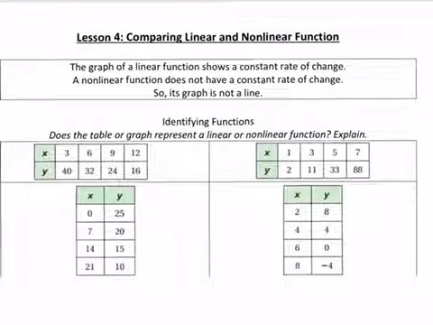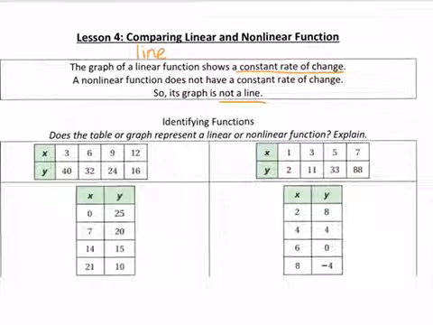Today we're going to learn about comparing linear and nonlinear functions. A linear function shows a constant rate of change, which means it becomes a line. Okay, so linear means line. So we're going to have some constant rate of change, whether it's positive, negative, or a horizontal zero rate of change. A nonlinear function does not have a constant rate of change, so the graph is not a line.